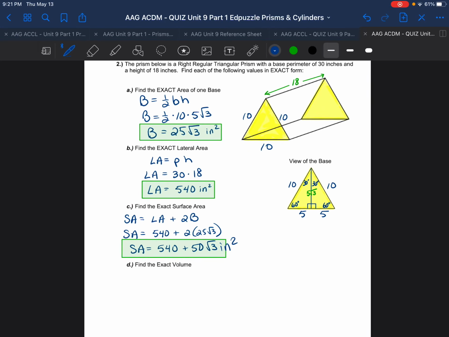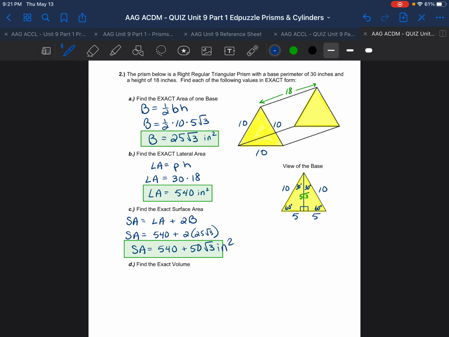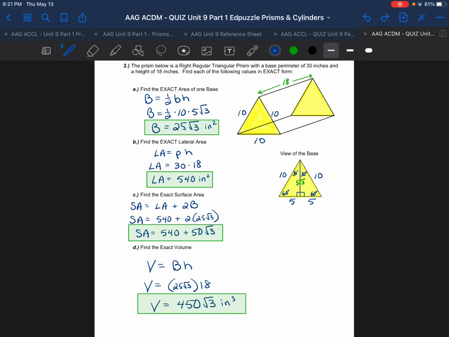All right, that brings us to our last question. The volume. Please find the volume of the entire prism. The volume of the prism is going to be 450 radical 3 inches cubed. Guys, let's not forget, we're going to use our formulas for volume. Just go to your sheet, find your formula, and now let's substitute the values that we had. The area of one base was 25 radical 3. The height of the prism is 18. Therefore, our final volume is 450 radical 3 inches cubed.